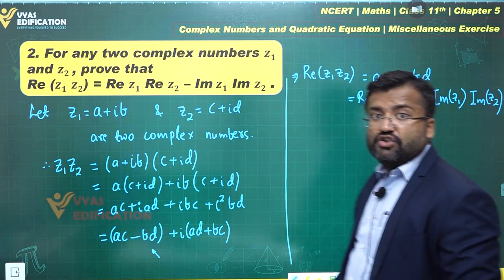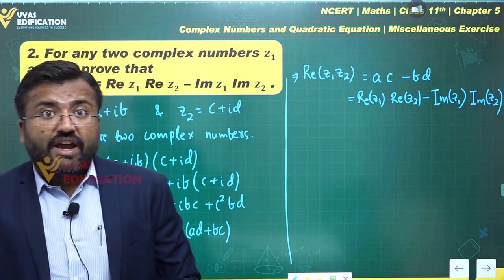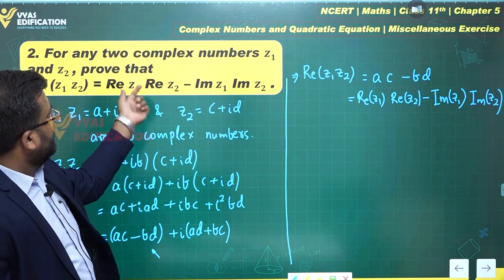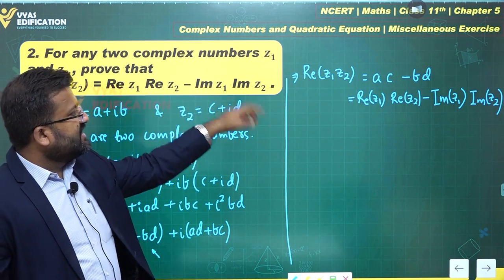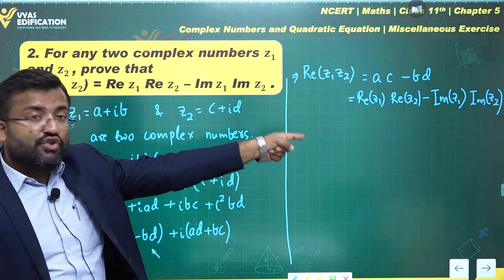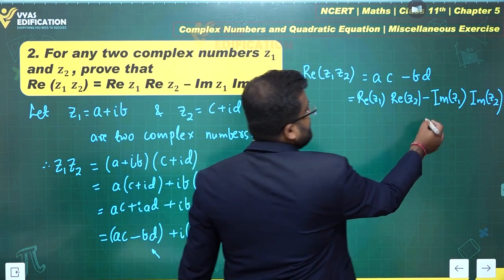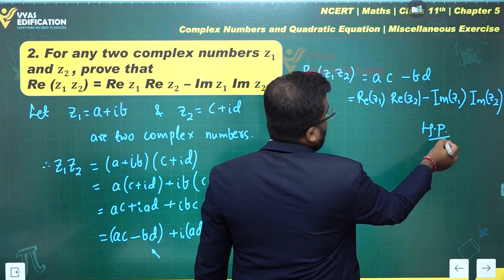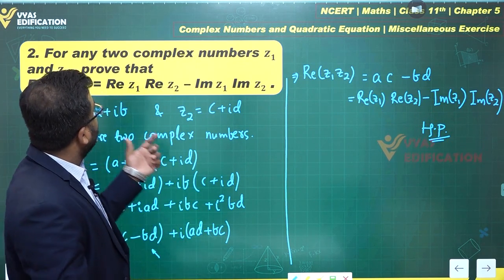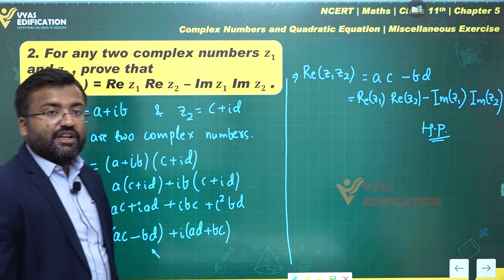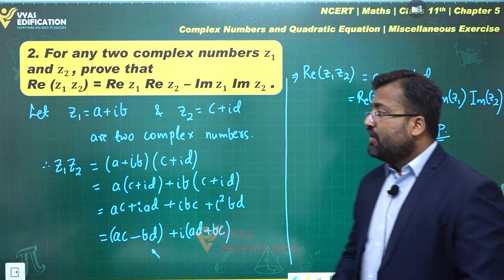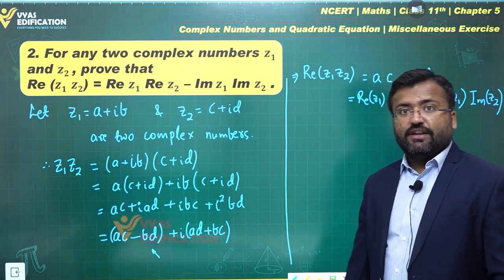So the real part of z1 z2 for any two complex numbers is equal to real z1 real z2 minus imaginary z1 imaginary z2, and this is true for any complex numbers, and this is what we were supposed to prove. And yes, we have proved this particular result. So for any two complex numbers, we have proved the given identity. That is the final solution for this particular question.